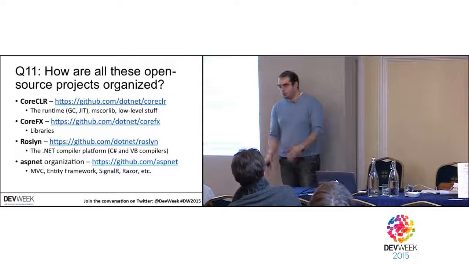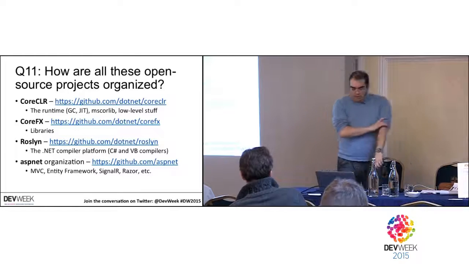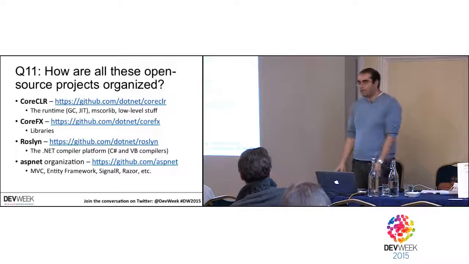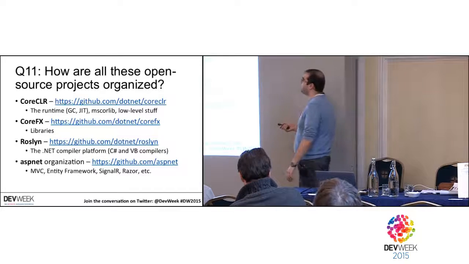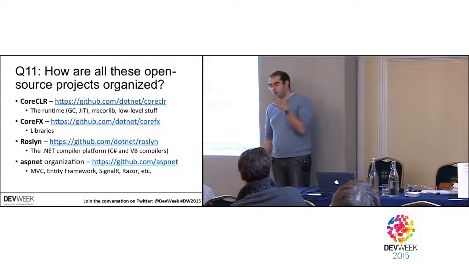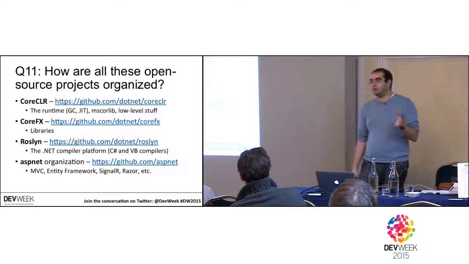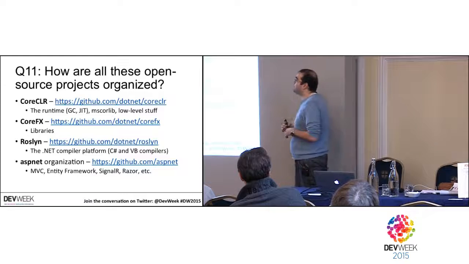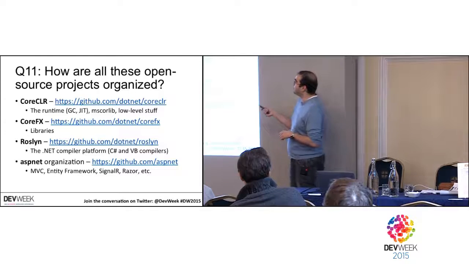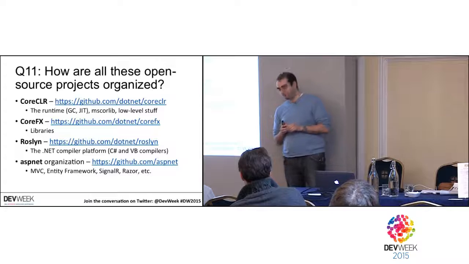Now, before I show you some code, I'd just like to explain how the projects are organized and what sits where. So you could say there's two key projects which we're talking about here in this session, and that's Core CLR and Core FX. These are two open source projects on GitHub. Core CLR is the runtime, garbage collector, just-in-time compiler, metadata, app domains. MS Core lib is part of Core CLR as well. So that's all the low-level stuff. And there's lots of native code there, some like 2 million lines of native code.